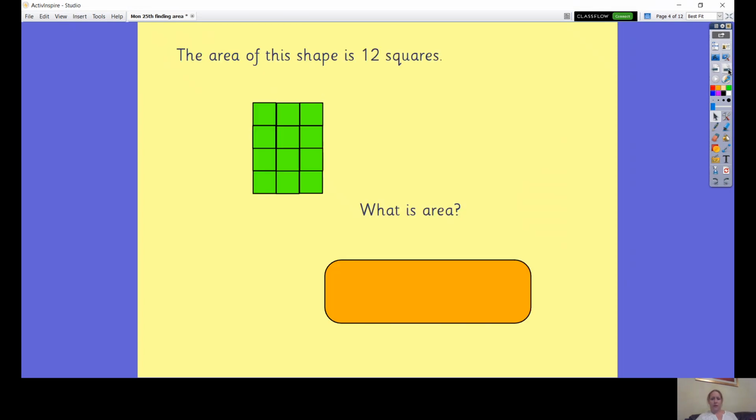Okay, so moving on to our area today. The area of this shape here is 12 squares, okay? So just have a little look at it. And I just want you to think about what is area. If you had to describe to somebody what area means, what would you say?